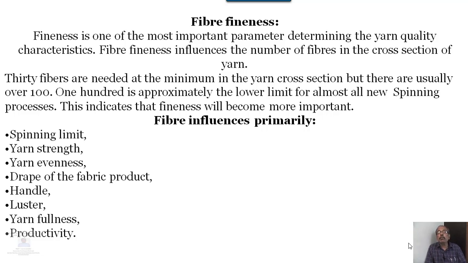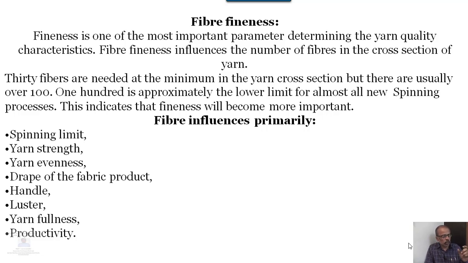Fineness is the most important parameter determining the yarn quality, as I have stated just now. How many fibers you can incorporate in the yarn cross section, what fineness of yarn you can produce, and how that yarn will perform in the succeeding processes is influenced by this. So it influences the number of fibers in the cross section. This 30 is a very lower limit. Actually, one requires to be very precise.